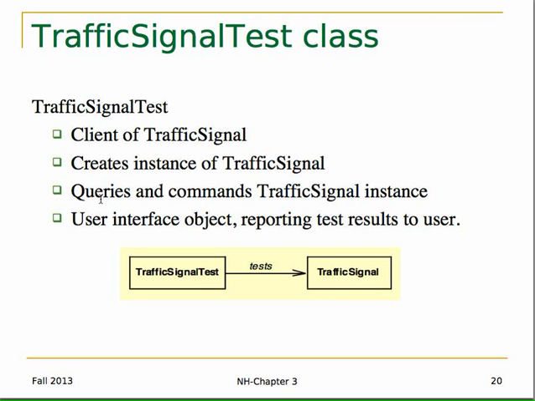So remember that terminology. Traffic signal test, the client, creates one or more instances of the traffic signal server class and then uses the queries and commands of traffic signal. The user interface object might be separate and reports the test results to the user. What we will do is we will set up traffic signal test, the client of traffic signal, and then we'll set up a main class out here, which is going to be the client of the traffic signal test. So this is going to be the client of traffic signal, and it's going to be the server to some other class. That's the main class.